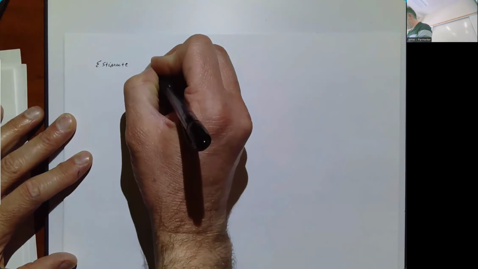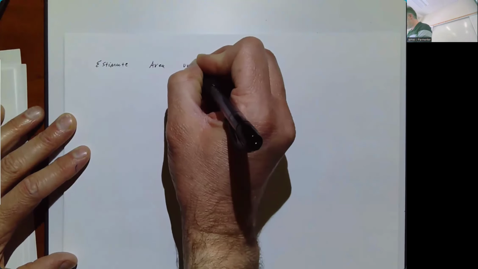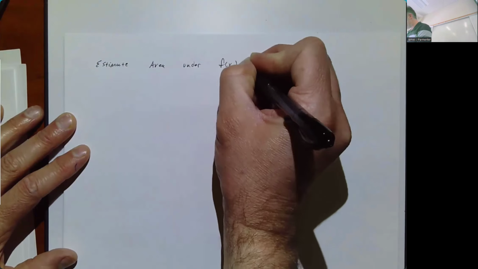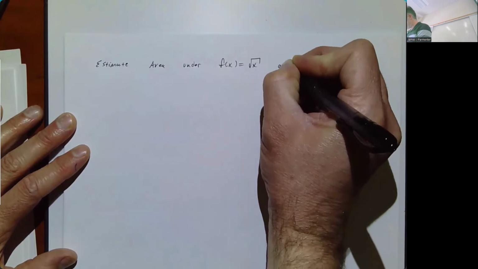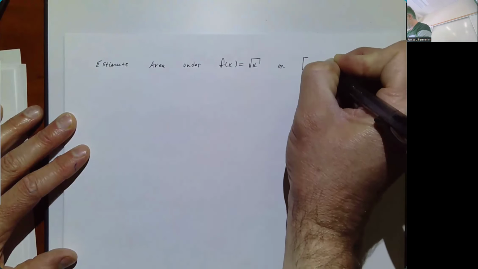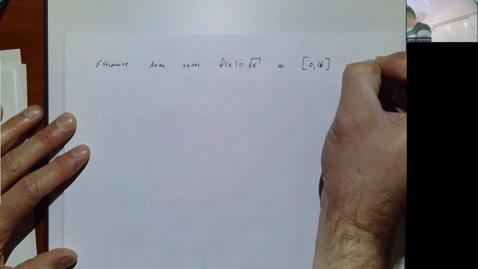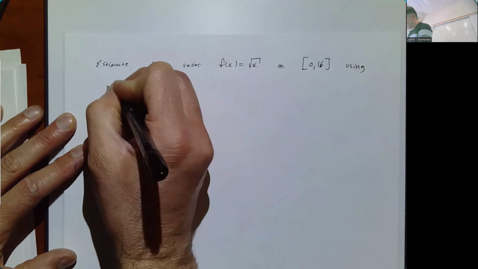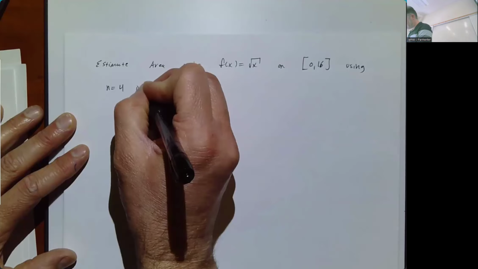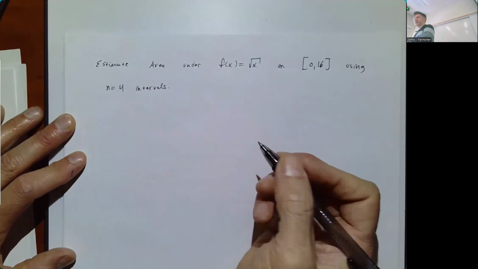So we're going to start by estimating the area under a curve. So let's estimate the area under f of x equal to the square root of x on the interval from 0 to 16 using n equal to 4 intervals or subintervals.